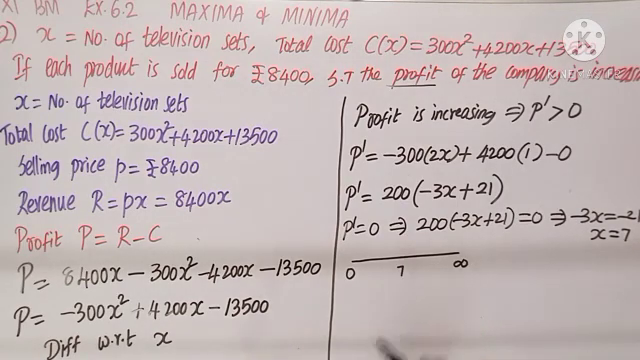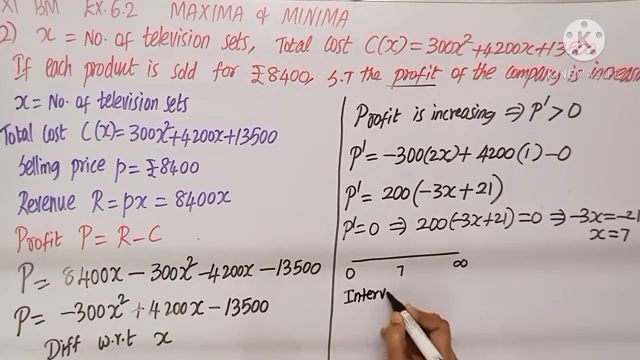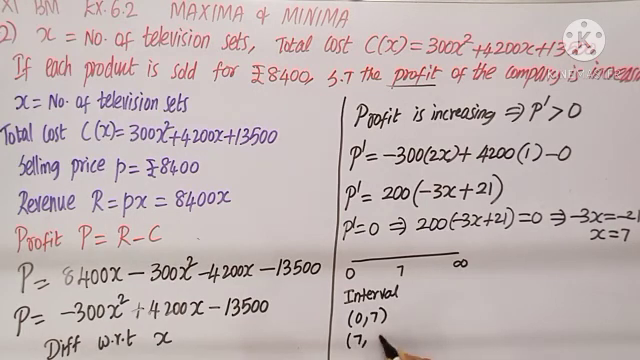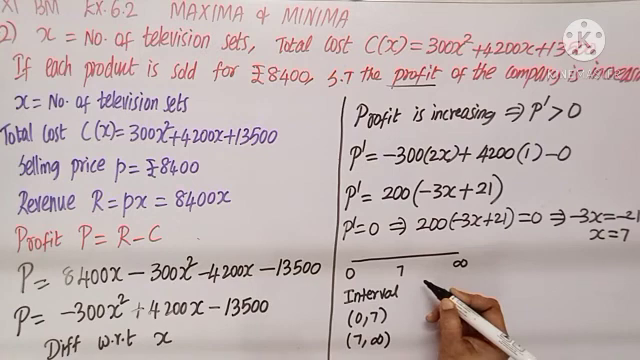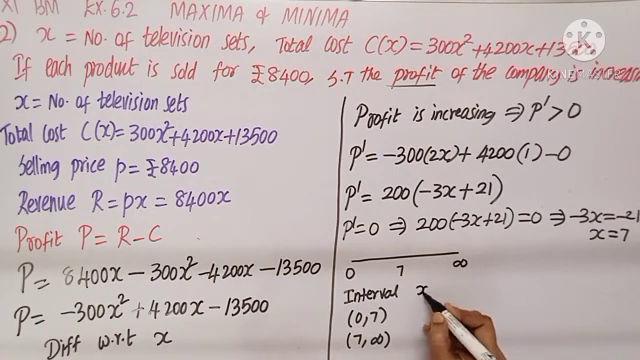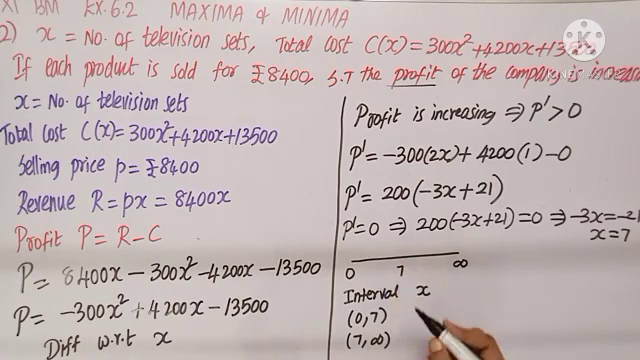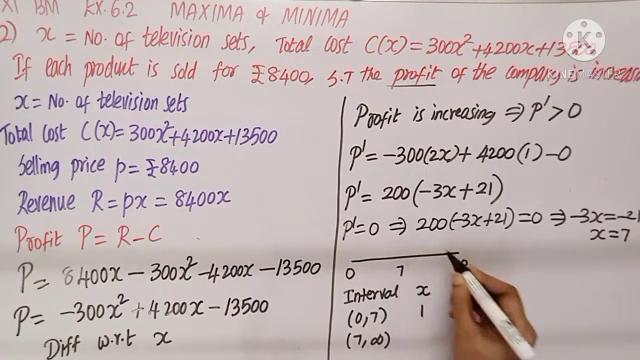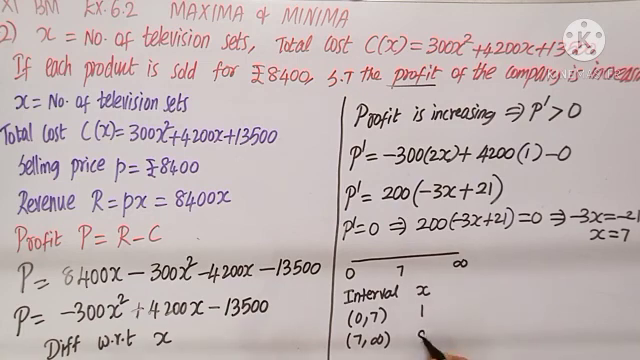Mark it in the number line. So how many intervals do I get? Interval 0 to 7, interval 7 to infinity. Put some x value in this below 7. Choose some value, say 1. Above 7, I can say 8.